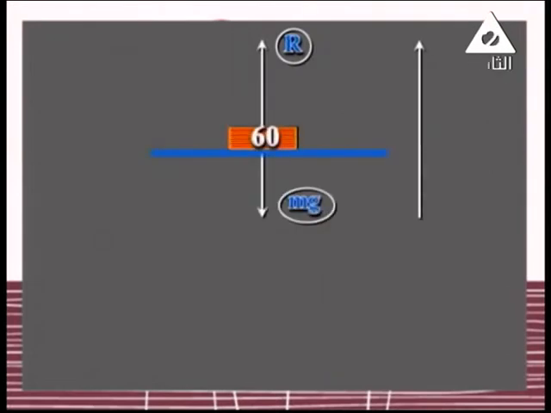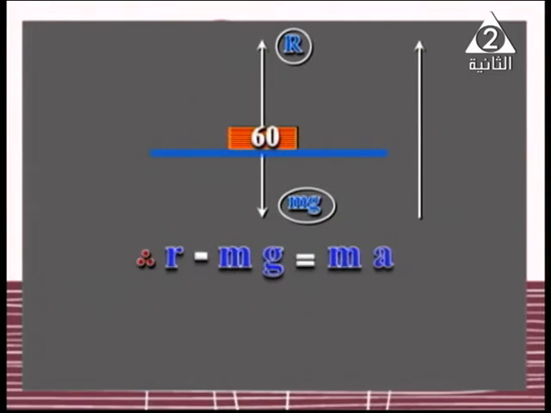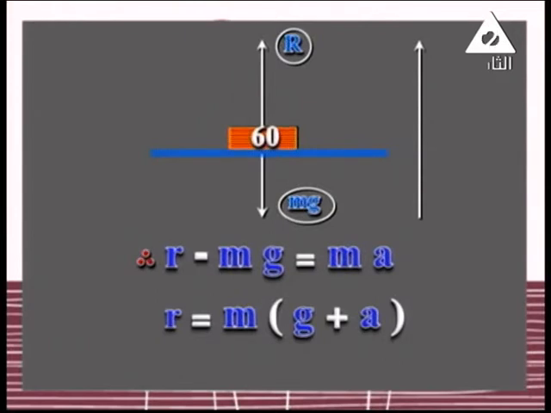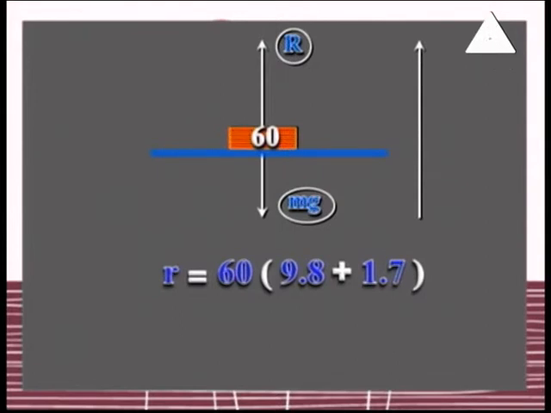In the first case, R equals mg. R equals 60 times 9.8 equals 588 Newton. Rest. Since in the second case R minus mg equals ma, by using the common factor we can form R equals m multiplied by g plus a. Substituting m, a, g, R equals 60 times bracket 9.8 plus 1.7 equals 690 Newton.